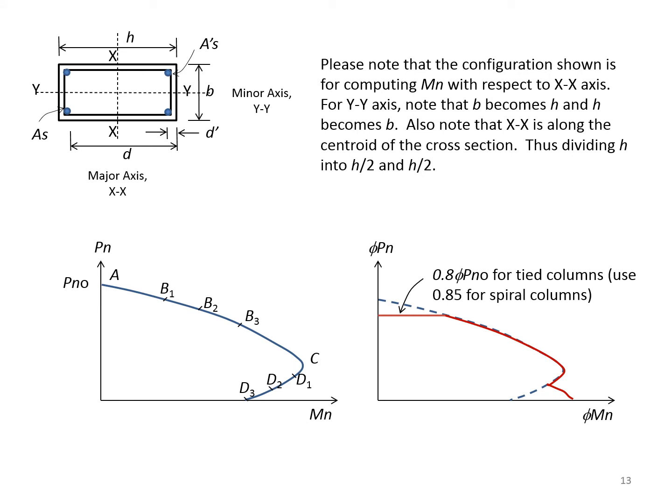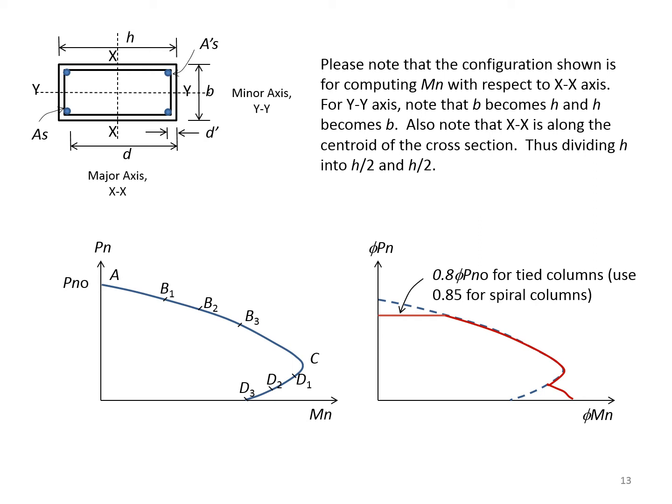We show a diagram here to the right, which is an alternate way of showing the interaction data. Notice that in this diagram, the resistance reduction factor phi has been applied. Furthermore, the ACI upper limits for the axial load have also been applied. The upper limit for tied columns is 0.80 Pn0 and for spiral columns is 0.85 Pn0. Also notice that the bottom portion of the curve has gone the other way and is sort of distorted.